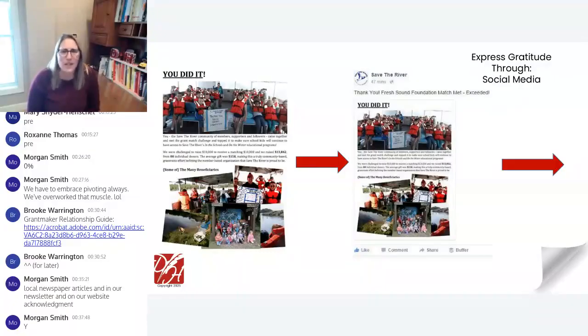But the stakeholders for the foundation were not local. They never could see the impact of their funding, literally supporting over 1,000 students a year learning about how to be good stewards of the St. Lawrence River. Couldn't see it.